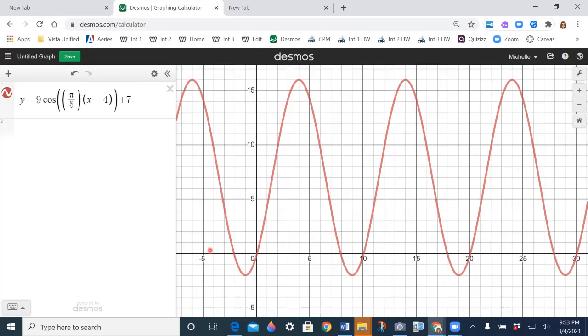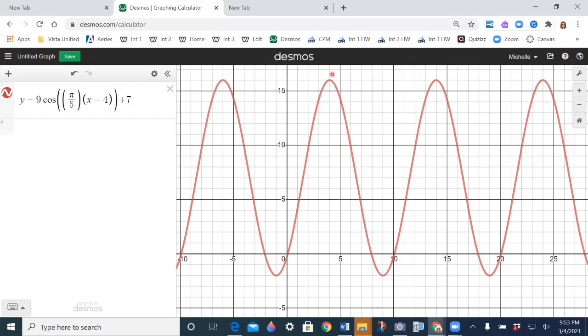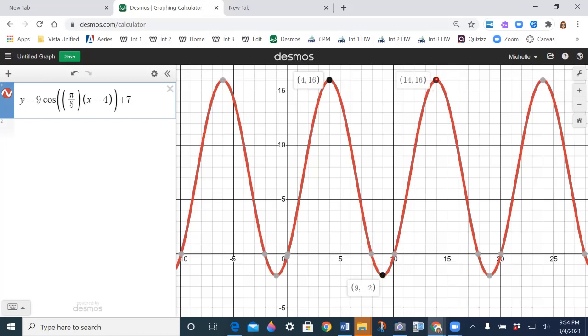And if I click on this, a nice thing with Desmos is it gives me the highs. So the high is 4, 16. It gives me these lows. See how it's down at negative 2, 9, negative 2, and so on. 4, 6, 14, 16 was another high.